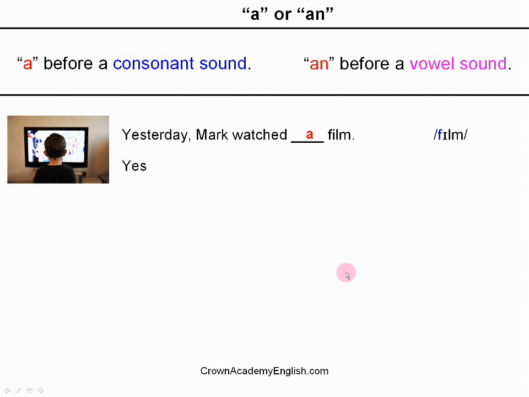However, yesterday Mark watched excellent film. Okay, so we have the same noun. The noun is still film, but we have added an adjective before the noun. Excellent. So what do we do now? Well, the rule is we look at the word after the article. So we don't look at the pronunciation of film, we look at the pronunciation of excellent.